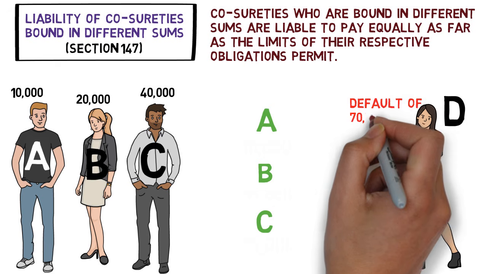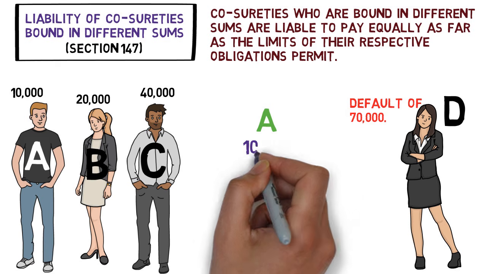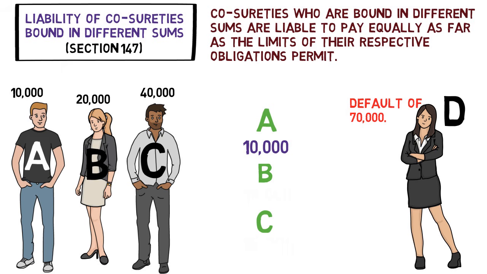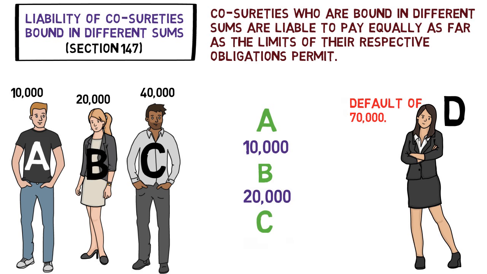Again, suppose D makes a default of $70,000. Now A will be liable for $10,000, B will be liable for $20,000, and C will be liable for $40,000.